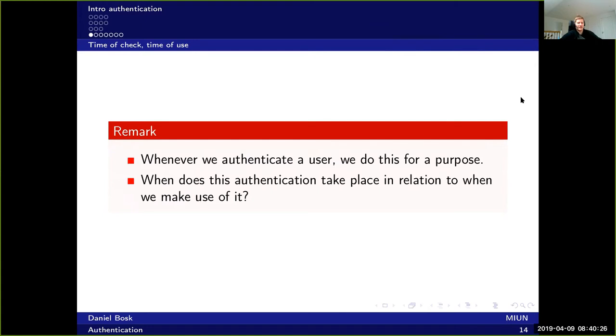Now, the final part that I want to cover during this introduction is the important part of time of check versus time of use. So whenever we authenticate someone, we do this for a purpose. So in the cinema example, we had that the film was age limited and we need to authenticate someone. And one important aspect is, when does this authentication take place in relation to when we make use of it?